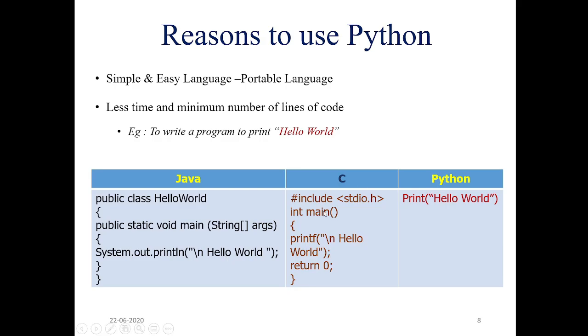Whereas in C language, first we have to include header files, then the main function, and inside that we give the printing statements. Whereas in Python programming, only one printing statement is enough to print hello world. So now you understand the syntax and simple structure of Python compared to C and Java. It takes very minimum coding compared to C and Java. That is the power of Python, such a simple, easy, portable language, that nowadays most users and developers are using Python for their development.